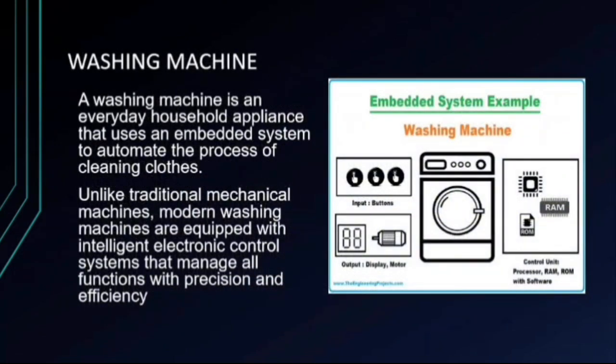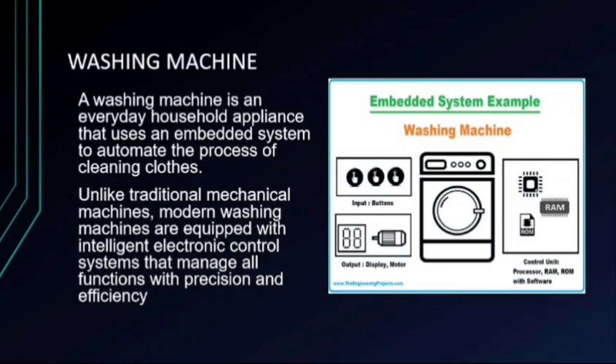A washing machine is an everyday household example that uses embedded systems to automate the process of cleaning. Unlike traditional mechanical machines, modern washing machines are equipped with intelligent microcontrollers and electronic control systems that manage all functions with precision and efficiency.